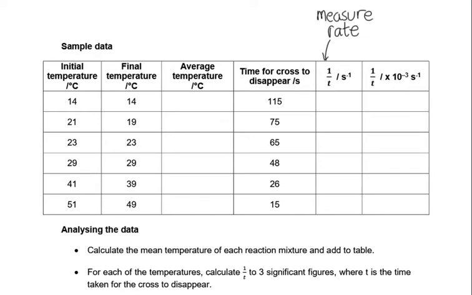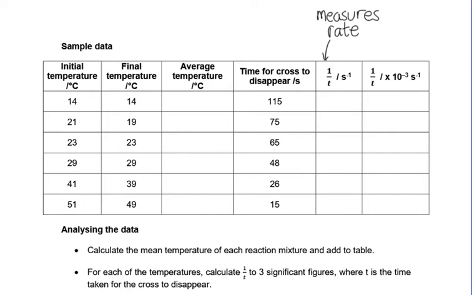So 1 over time measures rate. It's not exactly rate, because rate would be change in concentration over time, but we're measuring the same change in concentration every time we're waiting for the cross to disappear. So we're measuring that same change every time, and therefore it's going to be proportional to 1 over t, and we're going to just be able to use 1 over t.